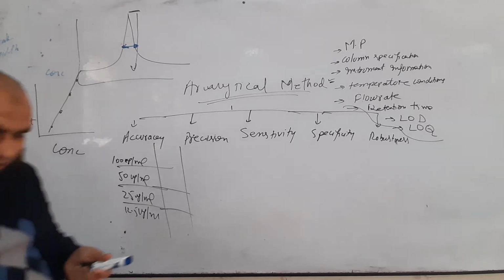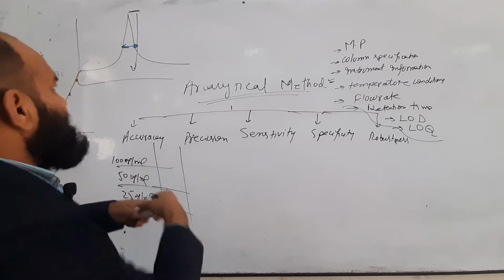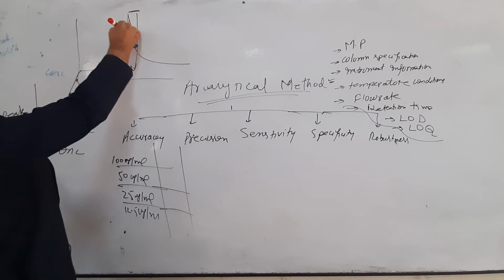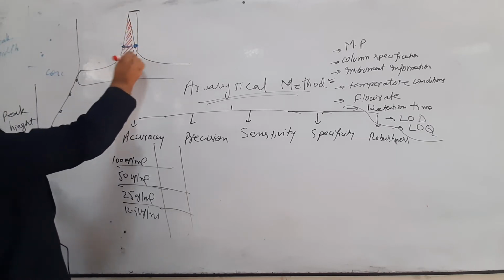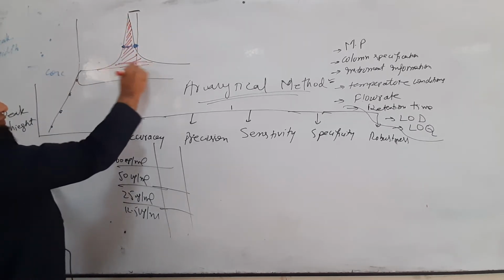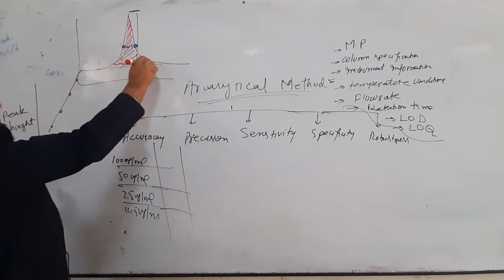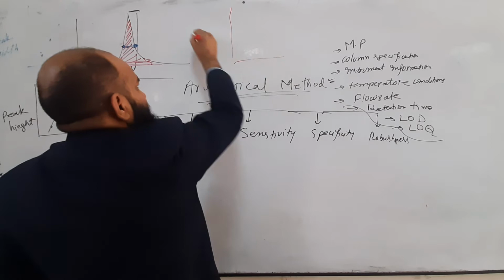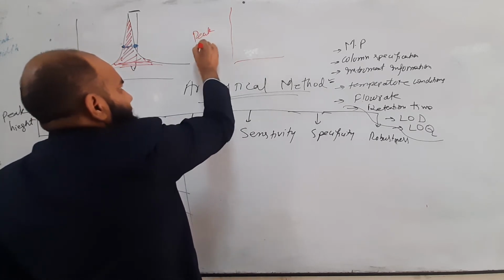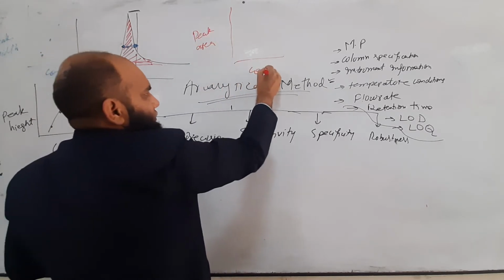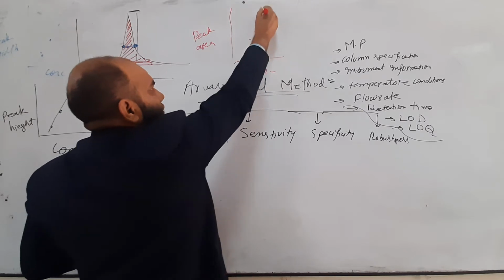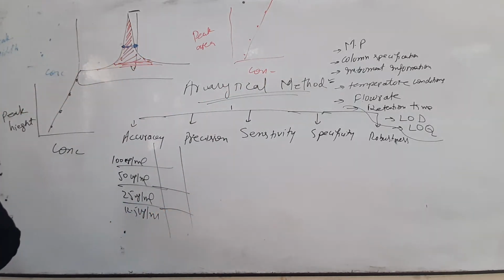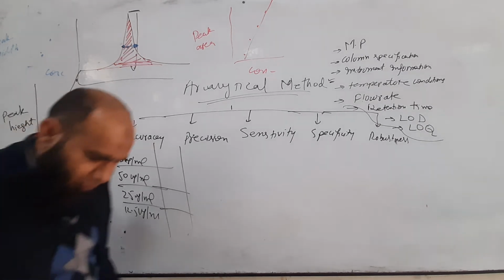And the third and most applicable is peak area. So we will assume that this is the area which is covered by the peak, and these values will be provided by the instruments. This is the peak area. So we will construct peak area versus concentration. As we increase the concentration, we will get more peak area, and we will get the standard curve.